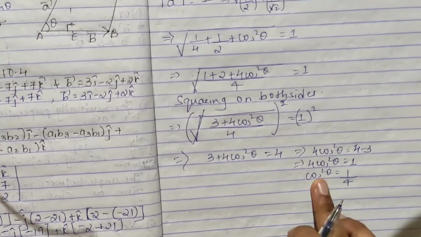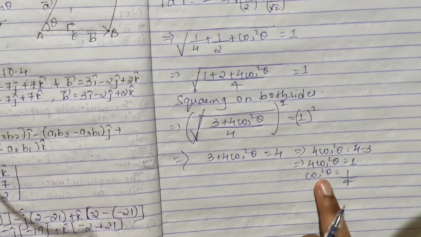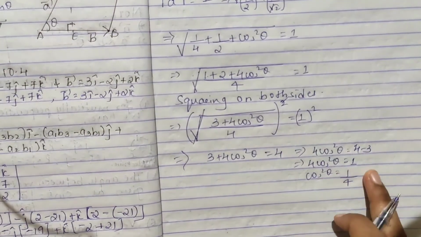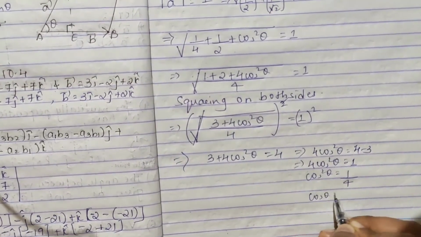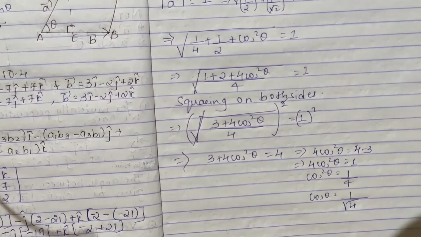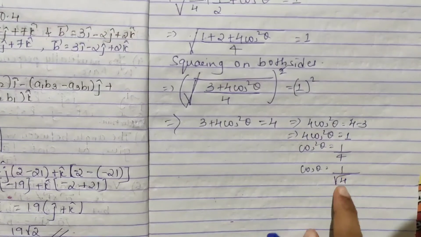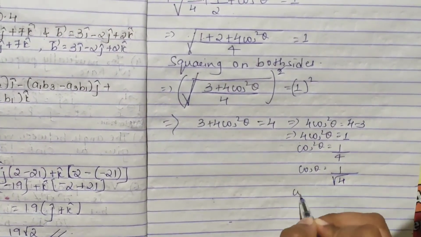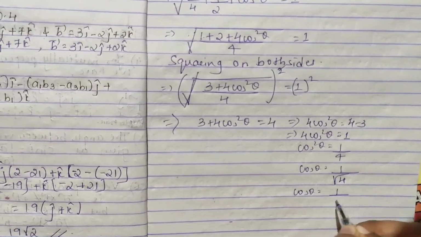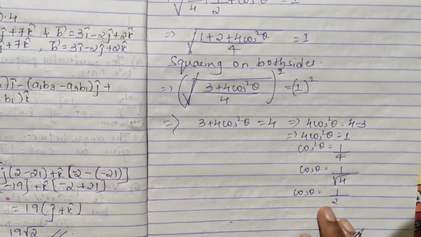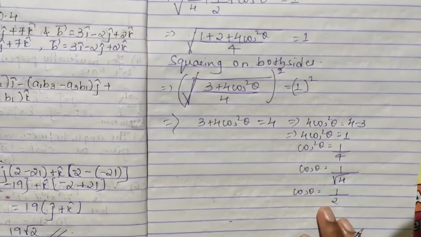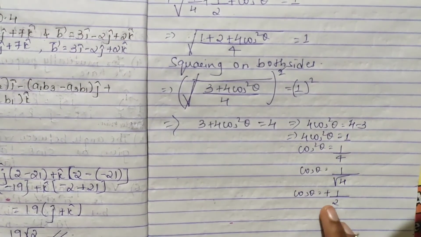Yes, but here it is cos square. Cos theta means it will be the root. Cos theta is equal to 1 by root 4. Root 4 is what? 2, right? So cos theta is 1 by 2, plus or minus. But in the question they have said theta is an acute angle. Acute angle means it will be only positive, so we will take positive.